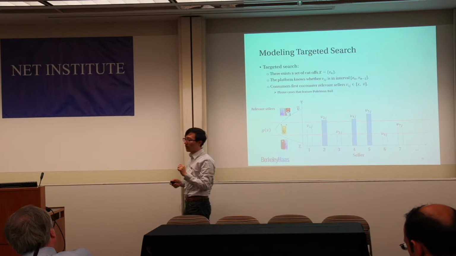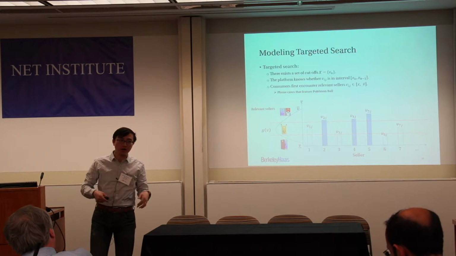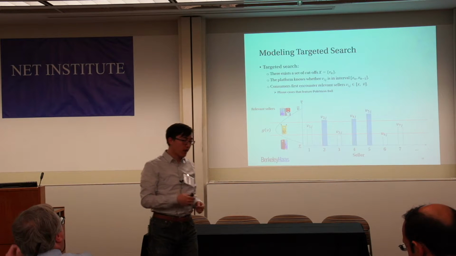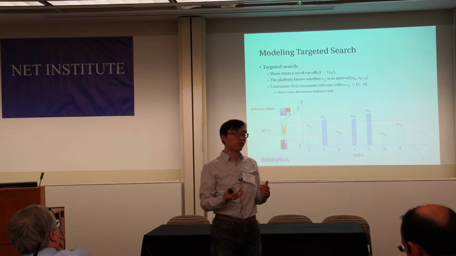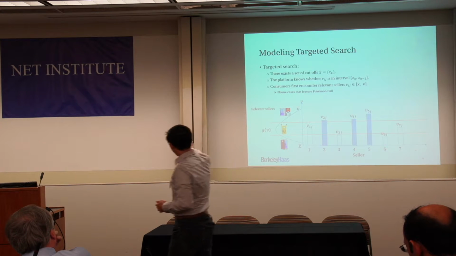Now, this value here, the value of the highest cutoff, is going to be a key parameter of this model. I'm going to call that the precision of the search technology. Now, why is that precision? Well, if the search is highly precise, if the platform is able to provide consumers with almost exactly what they're looking for, then this cutoff should be high.